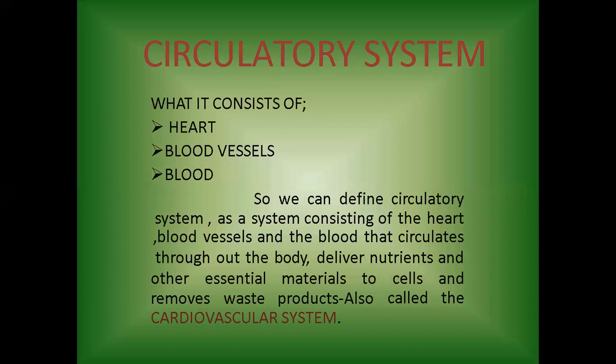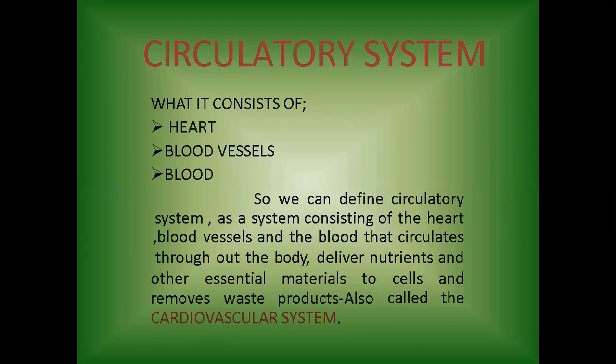We can define the circulatory system as that system which consists of heart, blood vessels, and blood. The system of heart, blood vessels, and blood is called the blood circulatory system. System means a group of organs, okay? By circulation, it delivers nutrients and other essential materials to our body, especially to the cells, which are absorbed by the blood from the alimentary canal. And blood also helps to excrete waste material from the body.